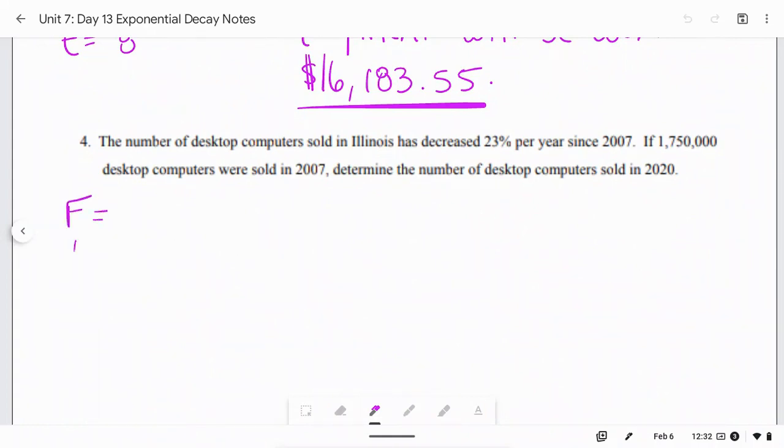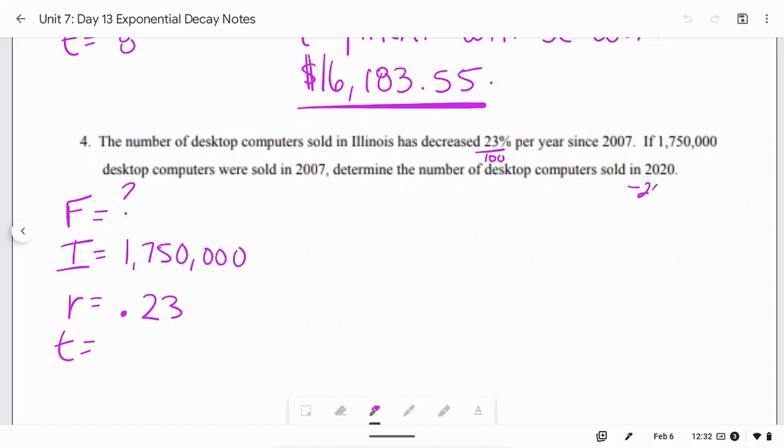So again, I'm going to define my variables, F, I, R, and T. I'm looking for the final amount. The initial amount is 1,750,000. The rate, I have to divide 23 by 100 to get the decimal, which is 0.23. And then they don't give us the time, so we need to figure out the time. So the starting year is 2007. I want 2020. So I just need to figure out how many years have passed from 2020 to 2007. So I can just subtract those to get 13 years for T.